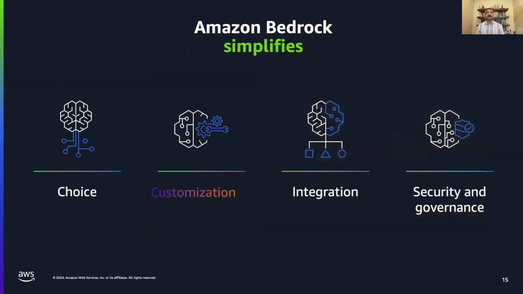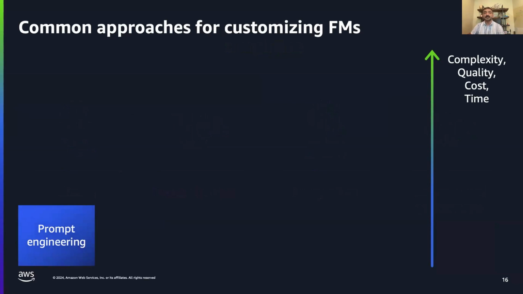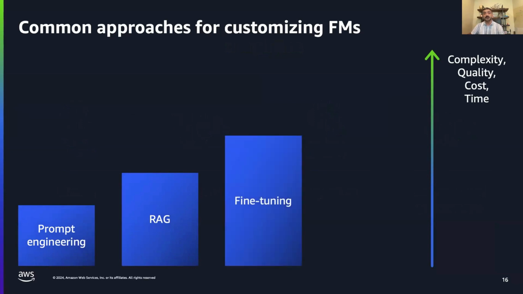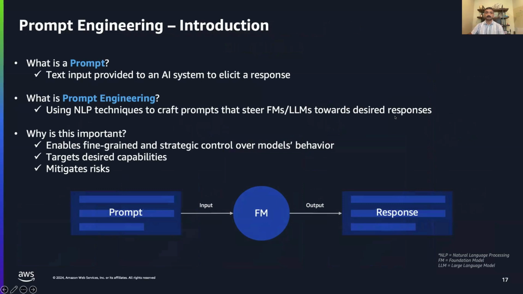And also it simplifies the customization. Let's take a look at how Bedrock can enable you to customize your models. When it comes to customization, there are multiple ways that you can customize your model. One is prompt engineering. The second is retrieval augmented generation. Third is fine tuning, and all the way up to continued pre-training. So these are all the different ways that you can customize your foundation models that you can access through Amazon Bedrock. Let's take a closer look at each one of these.